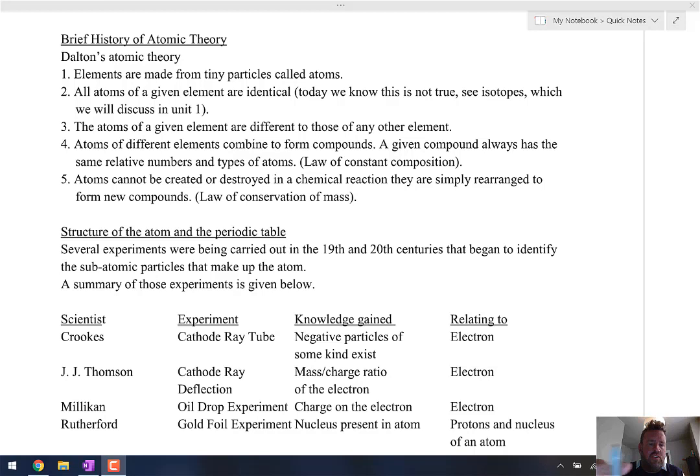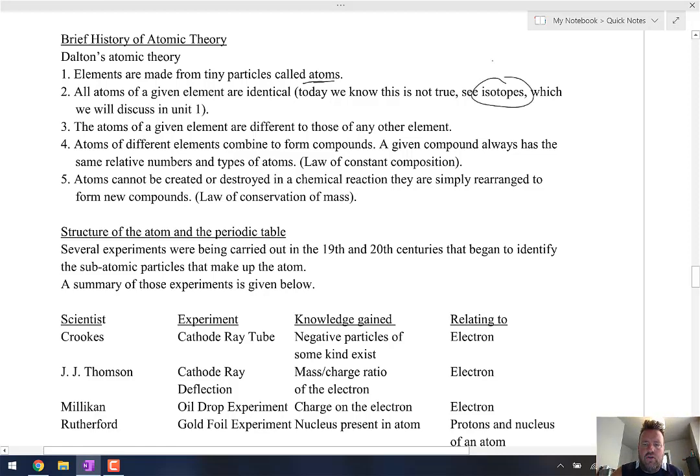One of the first people that really talked about chemistry was an individual by the name of John Dalton, and he kind of came up with these 5 different ideas. And he said, number 1, that elements are made from tiny particles called atoms. Again, nothing specific here that you need to memorize or know. And then he said all atoms of a given element are identical, and we know that now, today, remember this is back in the 1800s, that this is not exactly true.